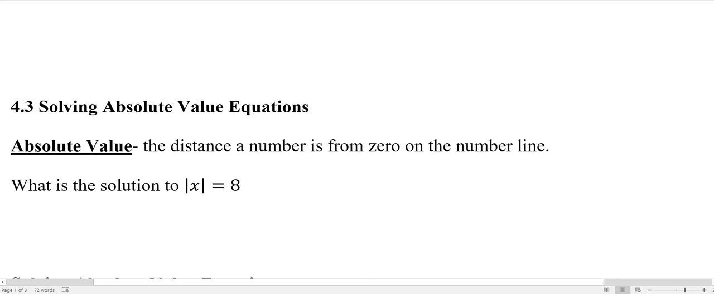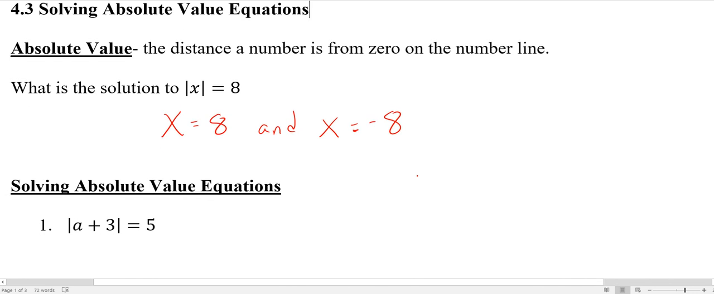Well, x could equal 8, but x could be something else. x could be -8 as well. So whatever you have inside the absolute value sign, in this case x, is going to be equal to whatever constant is on the other side of the equation and the opposite of that as well. That's not new, that's a review from last year.